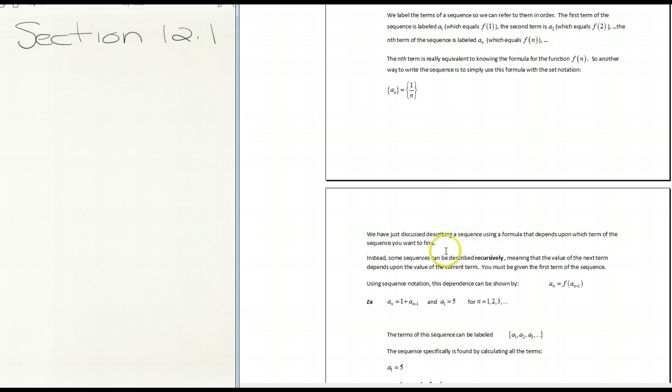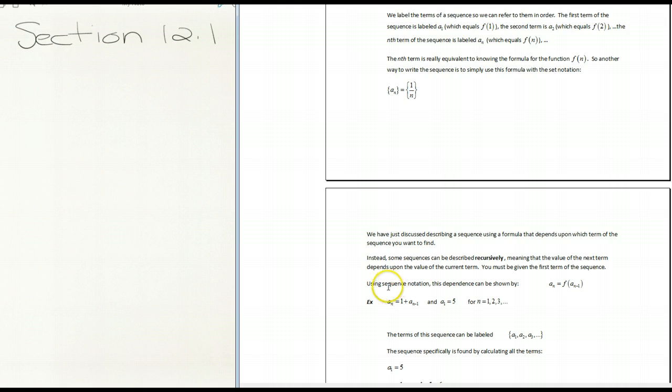Instead, we could describe a sequence where the value of the next term depends upon the value of the current term. And this is the idea of describing a sequence recursively. Okay, this means that the value of the next term depends upon the value of the current term. In order for this to work, of course, you have to be given the first term of the sequence, right? You can't say I know the value of the next one if you don't know what the value of the current one is. You have to have a starting place, okay?